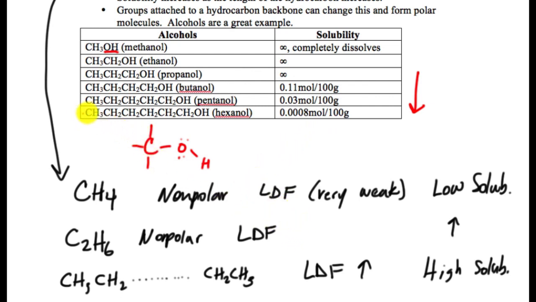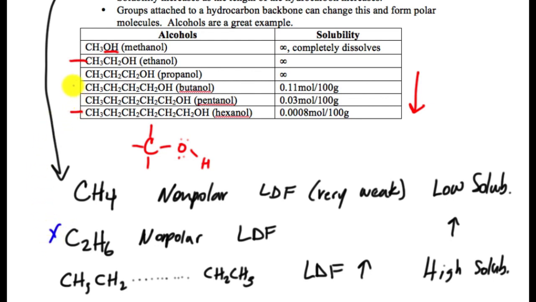I know a lot of students say, well, wait a minute, if I make this chain long enough, isn't the London dispersion force going to start to increase and cause solubility to go back up, right? Don't worry about that. What you want to do is just compare the ones they give you. If they give you this one and this one, which one has a higher solubility? The smaller one.